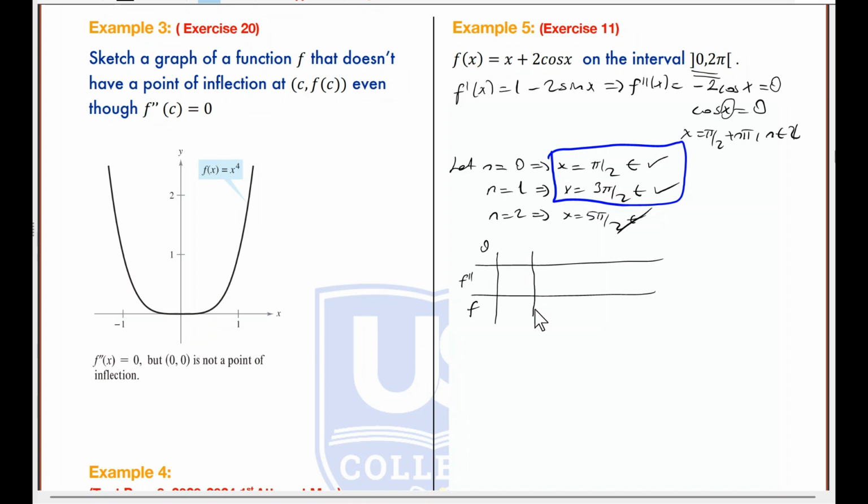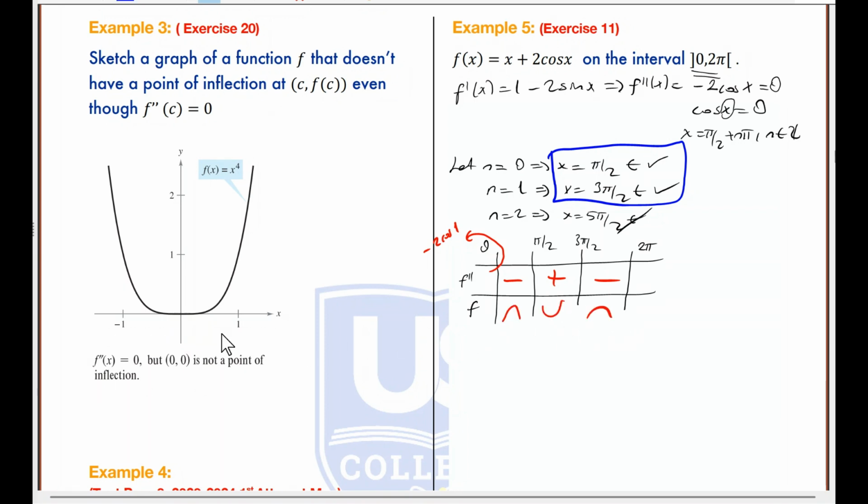From 0, the first value is pi over 2, the second value is 3 pi over 2, and it ends with 2 pi. So I'm going to pick a number greater than 0, like 1. Put 1 back in the second derivative: negative 2 cosine 1, which will be negative. Since there is no double root, I can change the sign for each interval. Negative, positive, negative. So convex, concave, convex then.